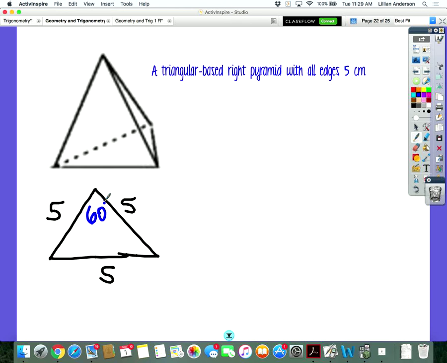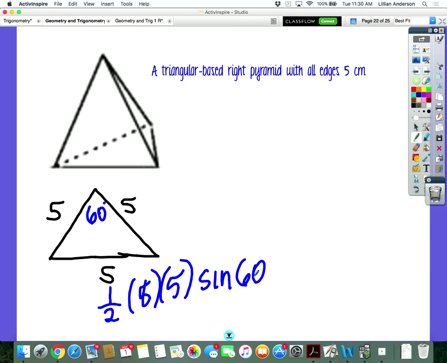Cosine. So AB is referring to the side lengths, which are what? 5, 5 and 5. And then it's going to be the sine of angle 60. This is how you find the area of this triangle.